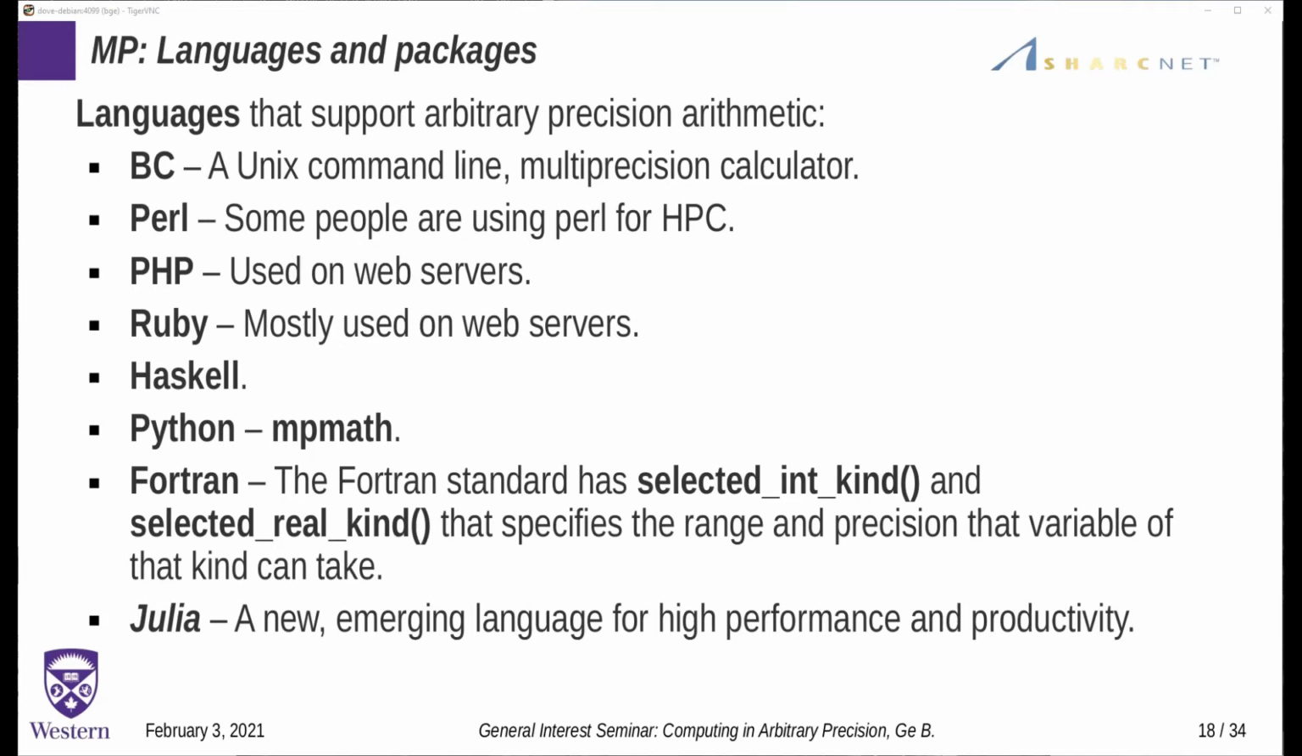So far, the Fortran standard is vague on whether it will support arbitrary precision or not. The current Fortran standard, by the way, is Fortran 2018. We do not call it Fortran 77 or Fortran 90; it is simply called Fortran, and the current standard is Fortran 2018. And Julia is a new emerging language for high performance and productivity, and it supports arbitrary precision, as we have seen. It can promote the variables you define to use the right precision.